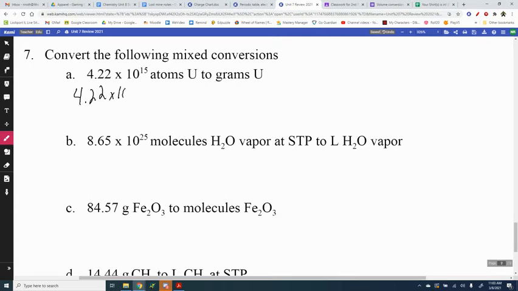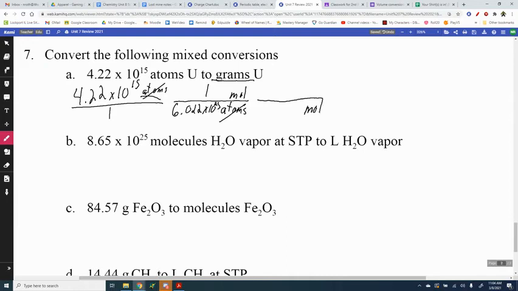4.22 times 10 to the 15th atoms or particles over 1. We do our conversion factor. Atoms goes on bottom. Our first conversion is always to moles, unless we start with moles, which we did not. So moles goes on top. 1 goes next to moles always. 6.022 goes next to particles always. Atoms cancel out. We're left with moles. That is not where we want to be, so we need another conversion factor.